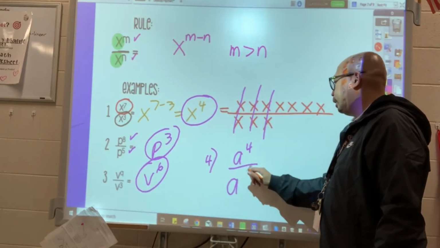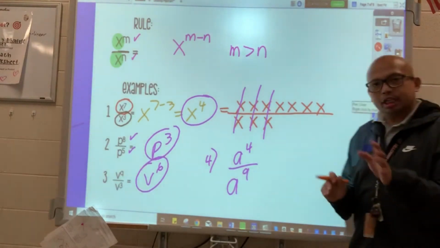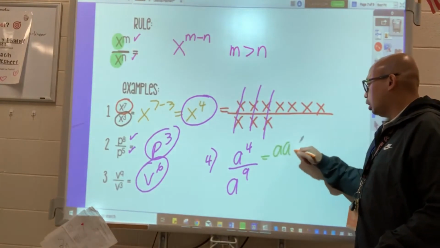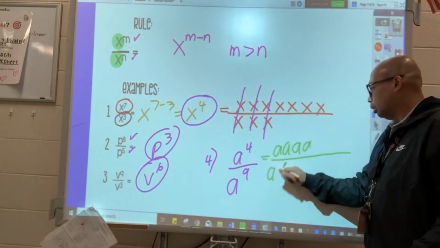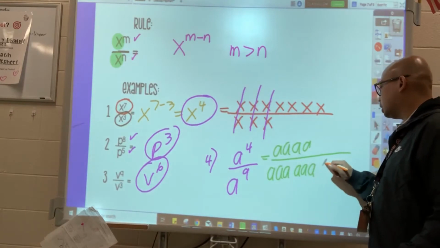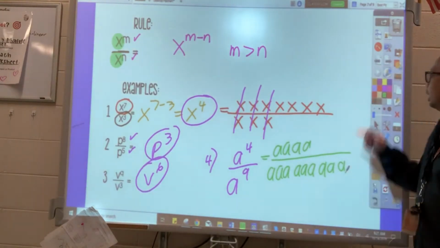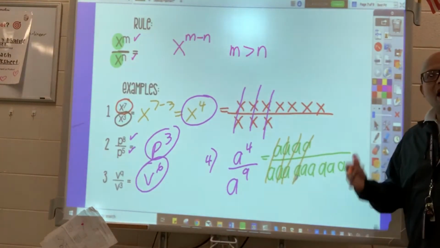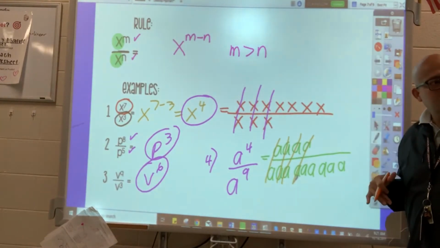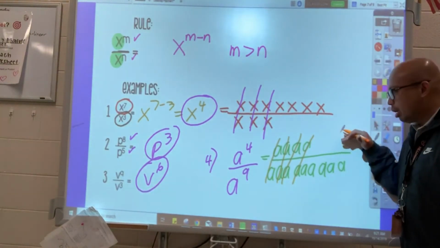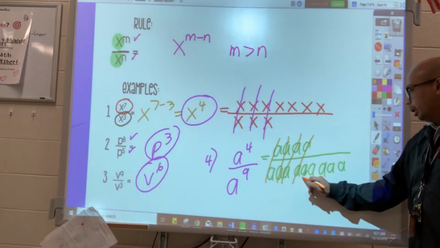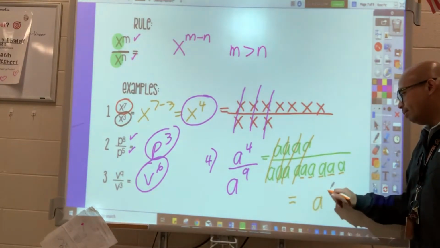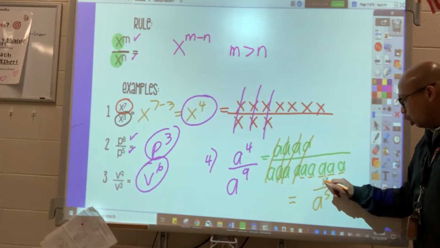Let's say A4 over A9. Okay, think about this one here. Here's how we're going to solve it. How many A's do we have on top? 4. How many A's do we have on the bottom? 6, 7, 8, 9, right? What do we do? Cancel, cancel, cancel, cancel. Do we still have A above on the numerator? We don't have an A anymore right here on top. But do we still have A on the bottom? Yes. How many? 1, 2, 3, 4, 5. So the answer now here, is the answer A5? No, it has to be 1 over A5.